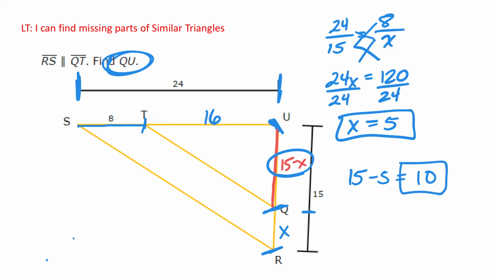What a smarter, more efficient move would have been is instead of picking X to relate to the 8, I should have picked X to relate to the 16. But you could see I still came out to a correct answer. I just had to do a little bit of extra work.